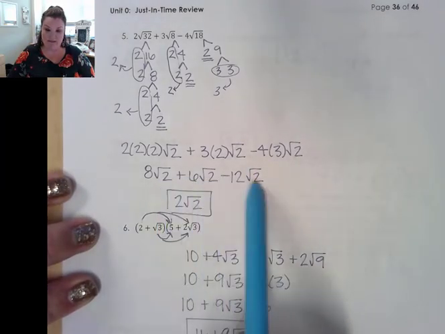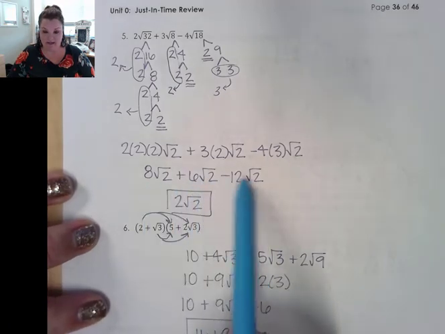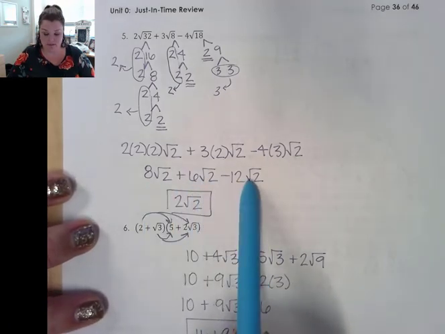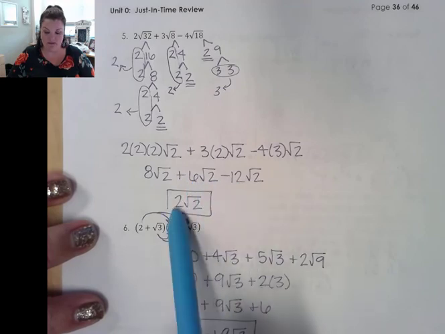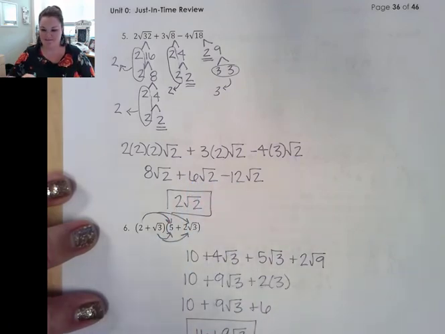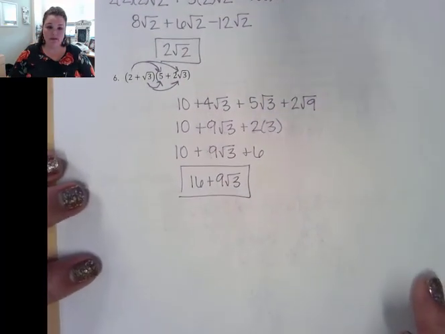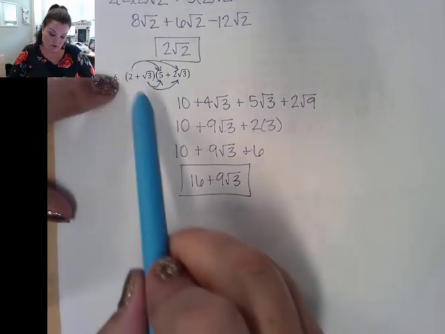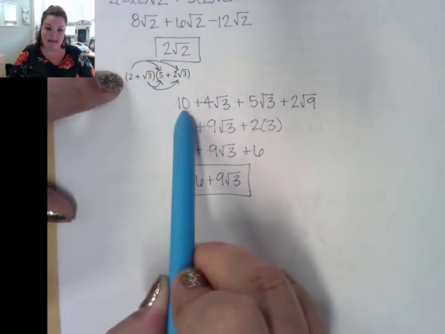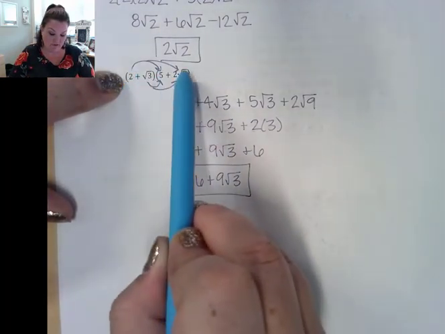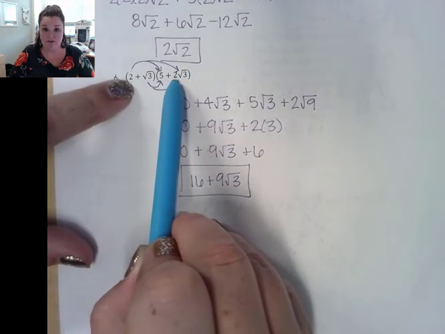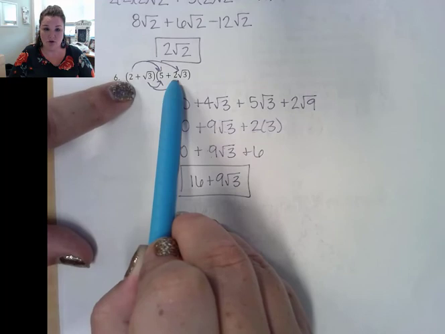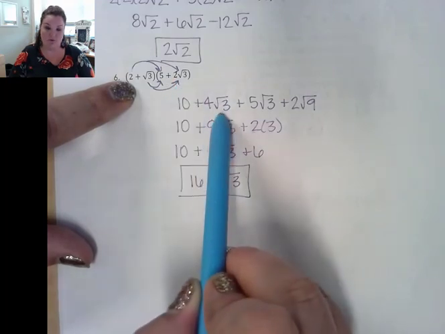And now all of these are like terms. So once they're all like terms, I can combine the number parts. So 8 and 6 gives me 14, minus 12 gives me 2 square root of 2. Okay? And then the very last one is multiplying. So when we distribute here, 2 times 5 gives me 10. 2 times 2 square root of 3, I can only multiply the 2's because they're outside numbers. So 2 times 2 gives me 4, and then I just put the square root of 3 on it.